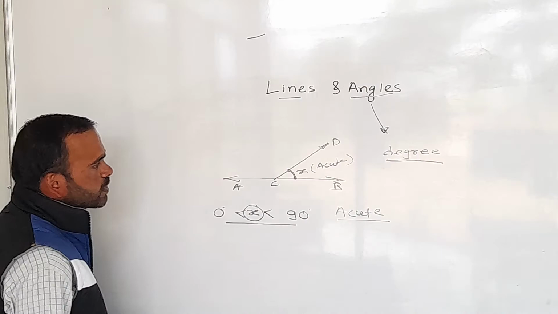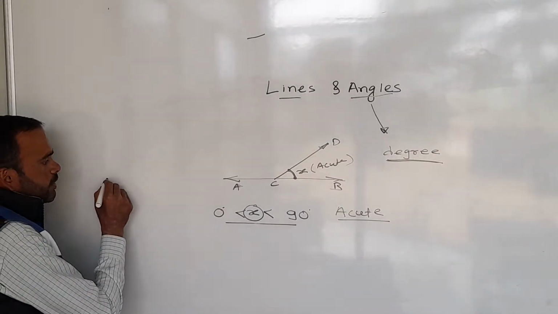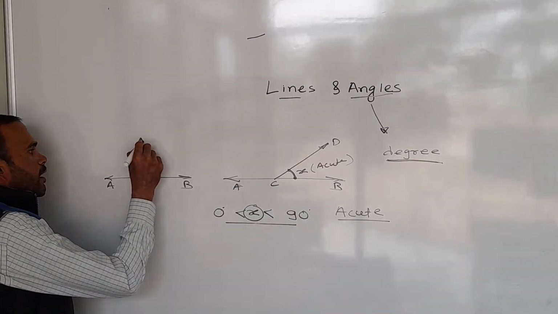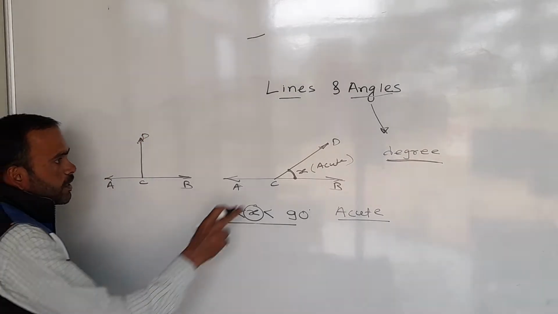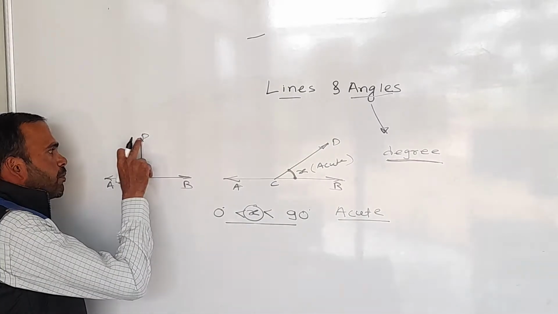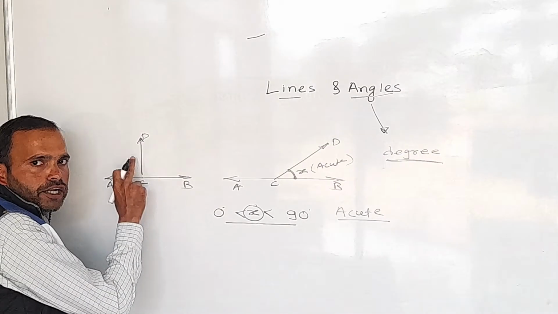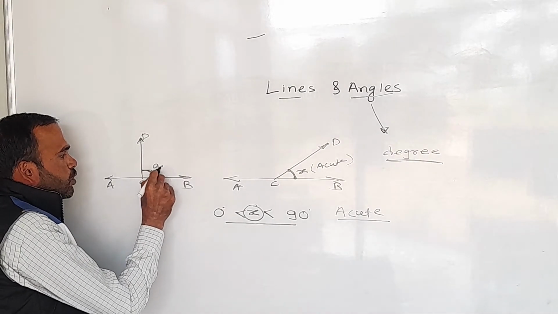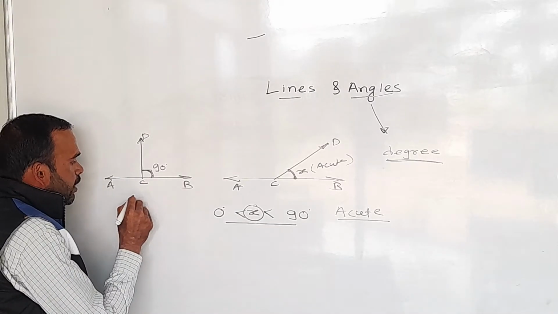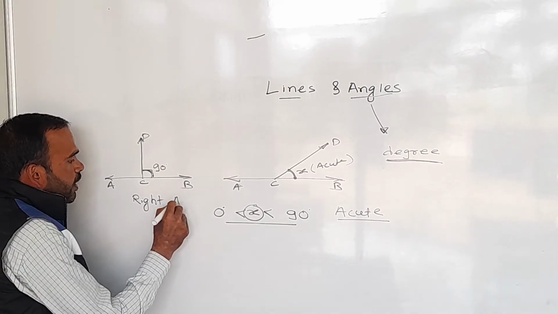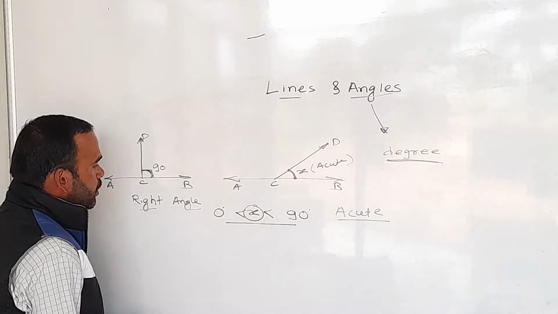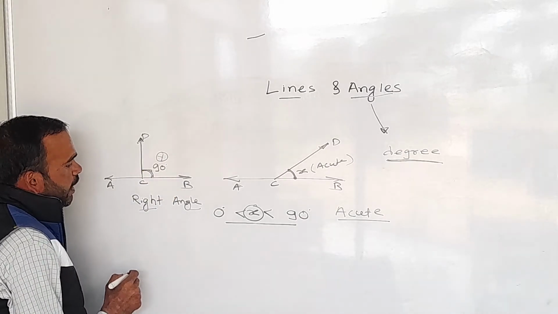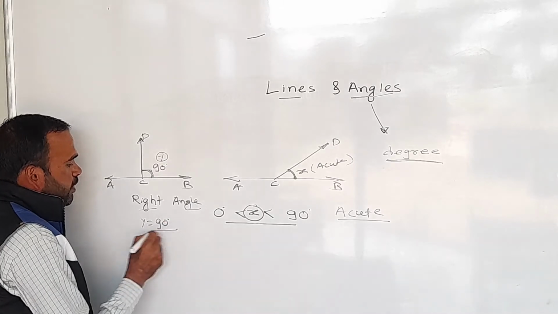Now, in the second case, what is another angle? Let's assume in another case this is line AB, and I draw another ray, line CD, exactly perpendicular to this line. In that case, this particular angle is equal to 90 degrees. So this is called a right angle. One angle is called an acute angle, which is between 0 and 90 degrees, denoted by y, and a right angle is always equal to 90 degrees.